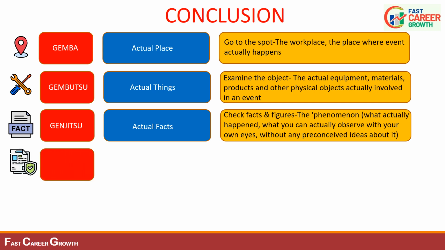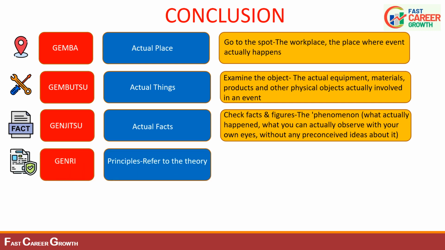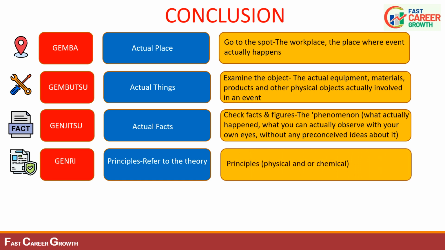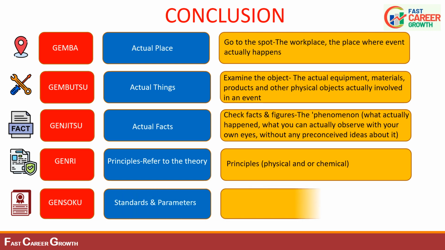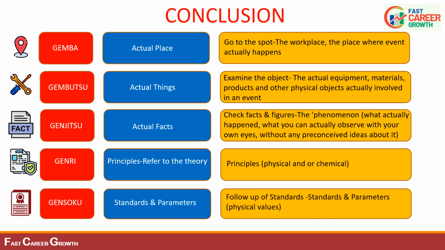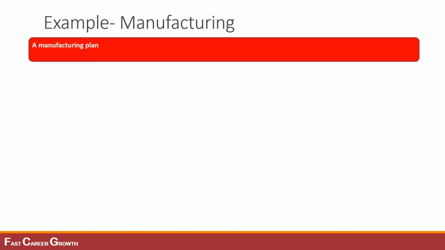GENRI. Principles refer to the theory. Principles, physical and/or chemical. GENSOKU. Standards, parameters. Follow-up of standards, parameters, physical values. Next, see an example in the manufacturing industry.